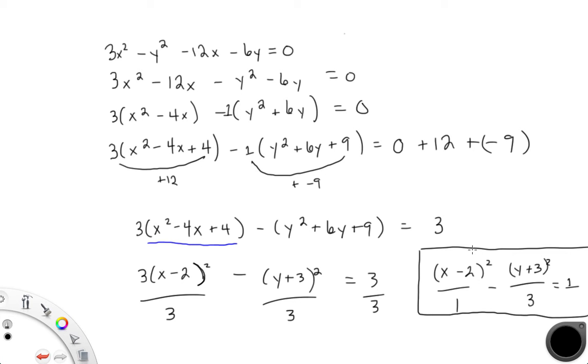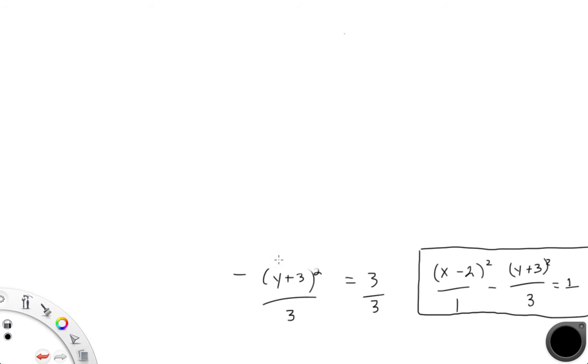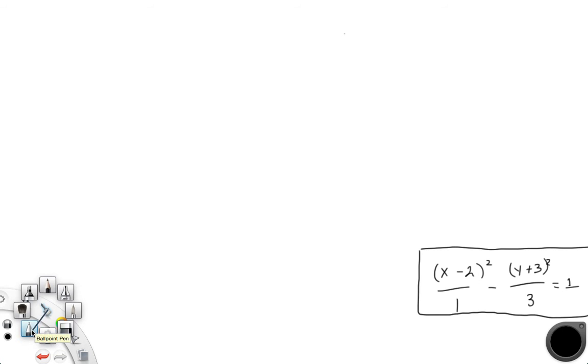I'm going to go ahead and erase this work. If you need it back, you can just rewind the video, I suppose. Okay, so now what we're going to do is the little details, right? We're going to find the center, the vertices, the foci, the asymptotes, the eccentricity, etc. Okay. Center.